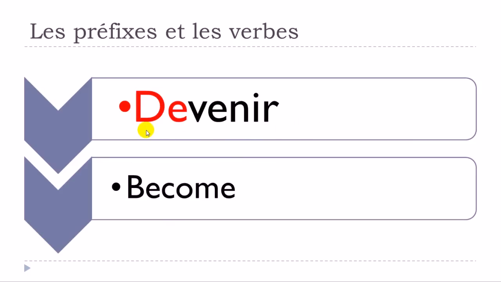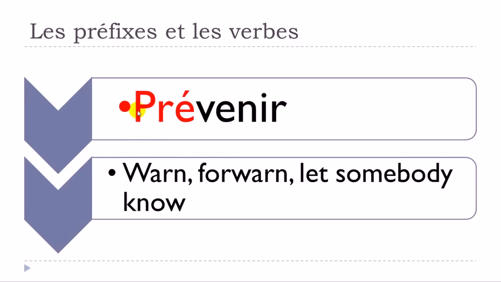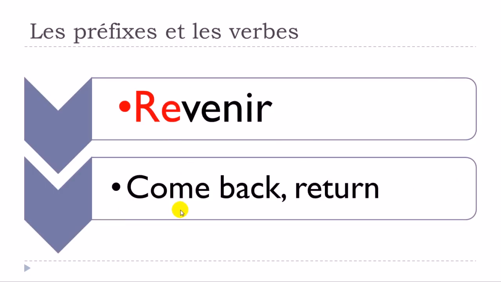We also have the possibility to add D and E, de, devenir. Okay, devenir. It's also possible to add this INTER, inter, intervenir. And then we can also add PRE accent aigu, prévenir. Okay. We can add also this RE, re, revenir.